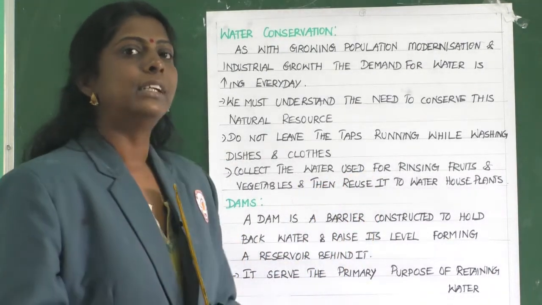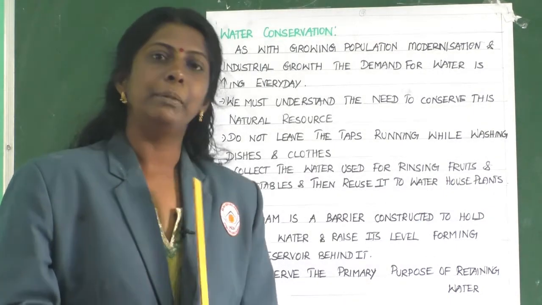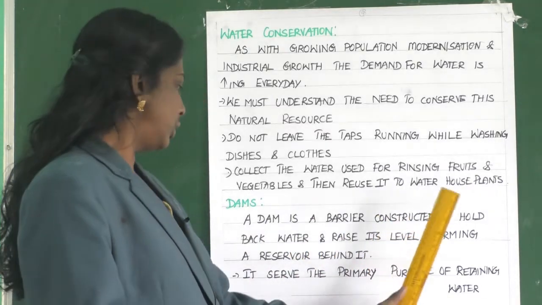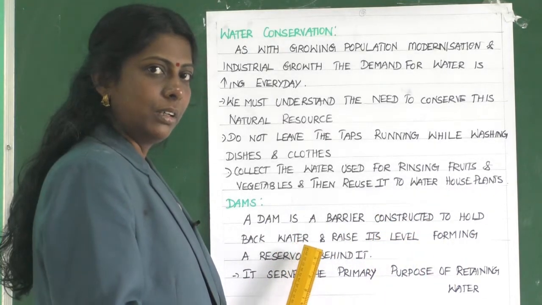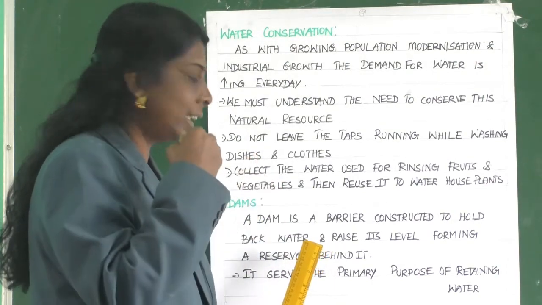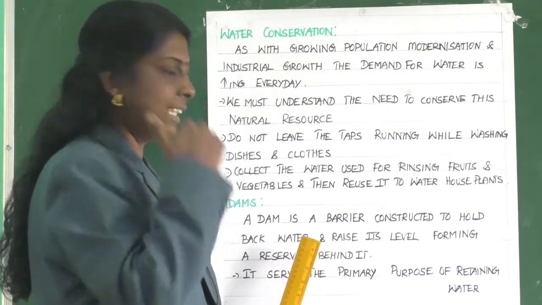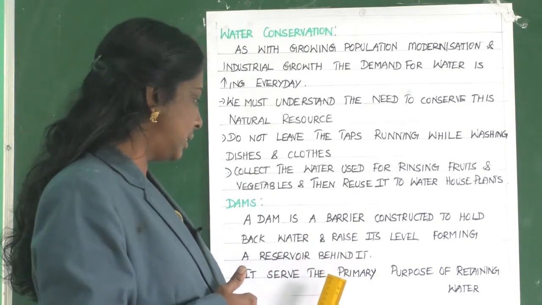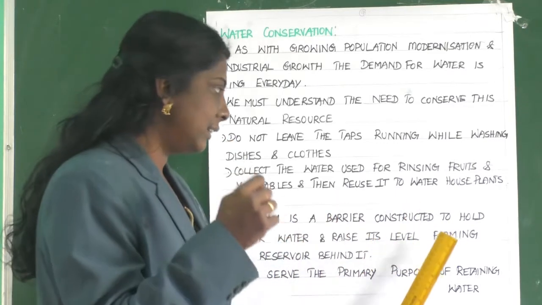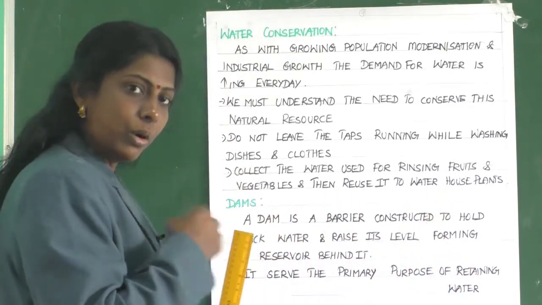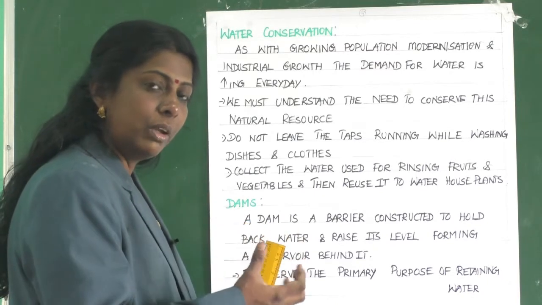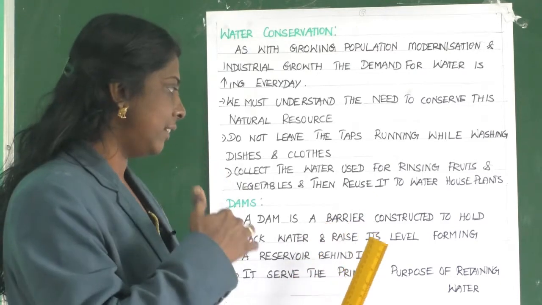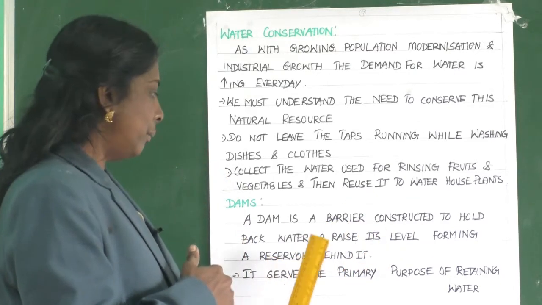Now let us learn about dams. What do you mean by dam? A dam is a barrier constructed to hold back water. What is the purpose? It is constructed to hold back the water and raise its level, forming a reservoir behind it. It will hold back the water and raise its level, forming a reservoir behind it.